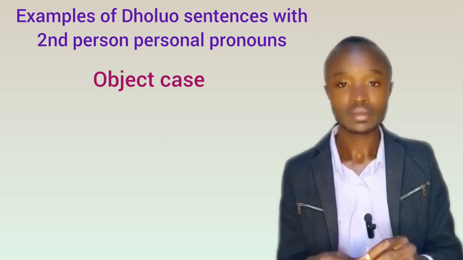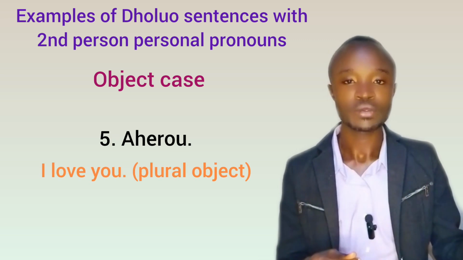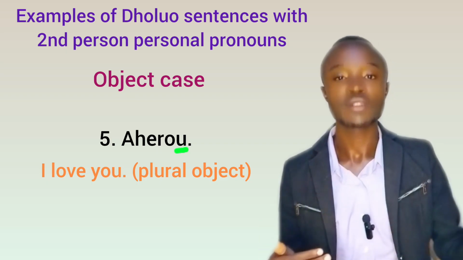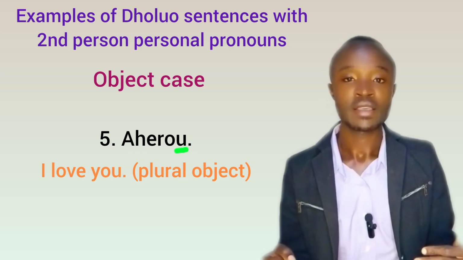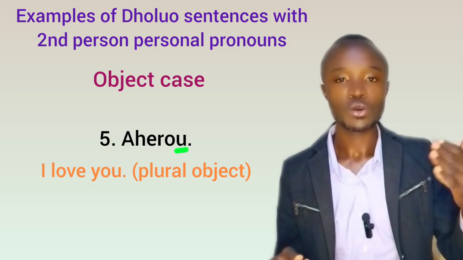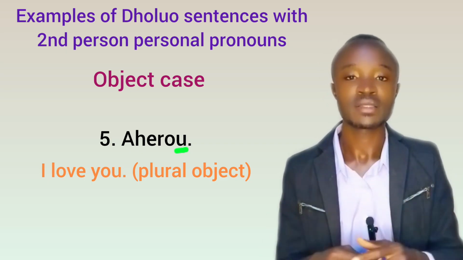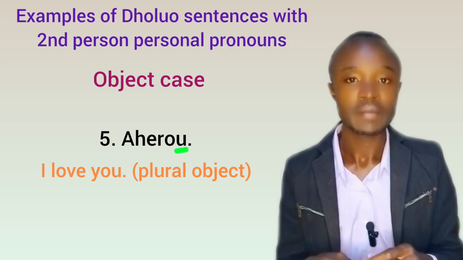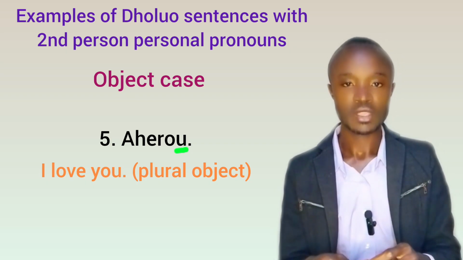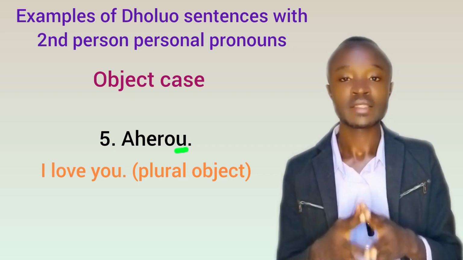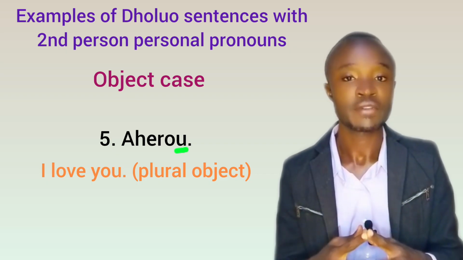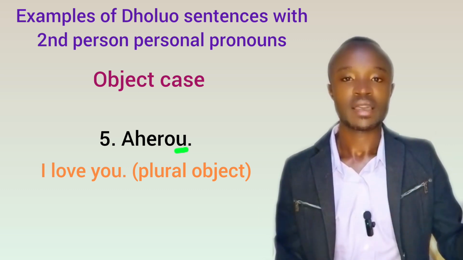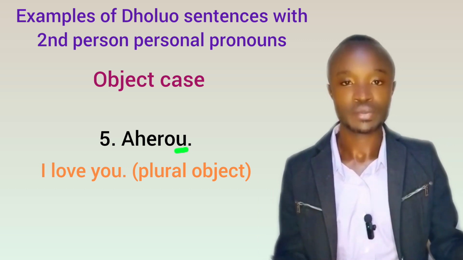Another example, ahero, and that is just the plural form of the previous one. So that we have u as the second person personal pronoun, plural form actually, and the objective case. And this means in this sentence, therefore, I love you or you all as a group.